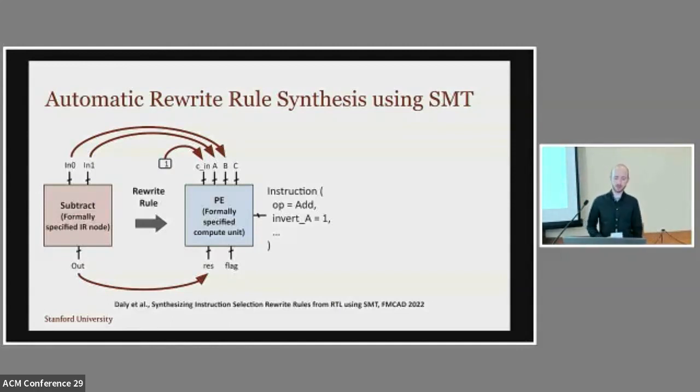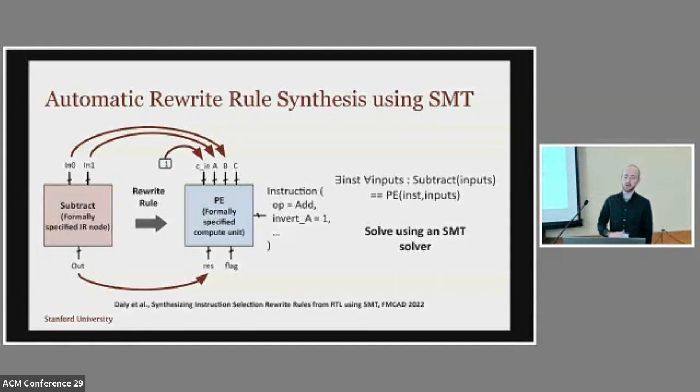And to do that, we leverage an automatic rewrite rule synthesis technique using SMT. Here we can construct a formal equation that says there exists some instruction that for all inputs that you send into the subtract and into the PE, the outputs are equivalent. If this equation is satisfiable, if there's some instruction inst that makes this true, we know that we have the configuration of this PE that implements the subtract.